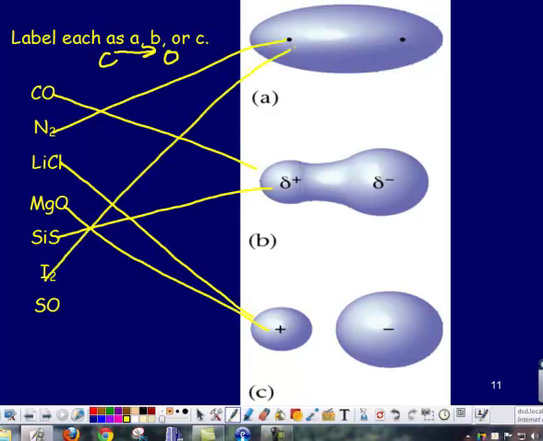I2, again, a diatomic, and SO, once again, a polar covalent, two nonmetals, and O being more electronegative than S. They're in the same column. Sulfur's lower.